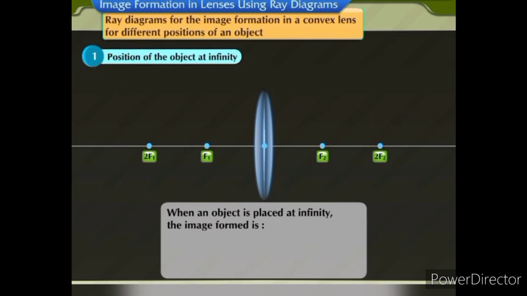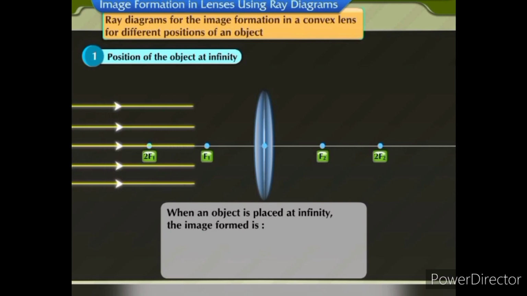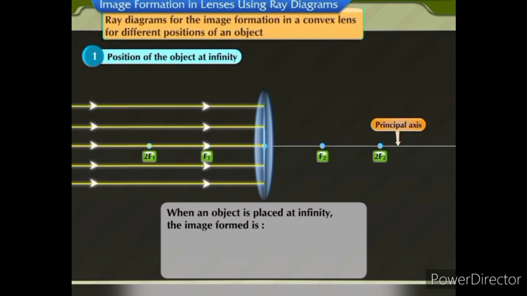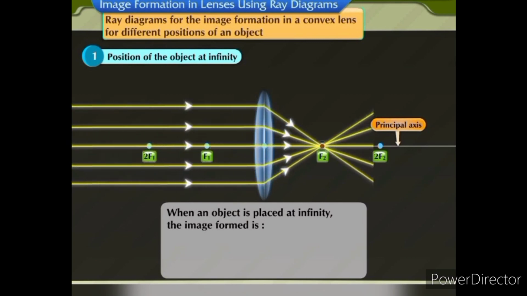Position of the object at infinity. As the object is placed at infinity, the rays coming from the object are parallel to the principal axis. The parallel rays, after passing through the lens, converge at the focal point on the other side. Hence, the image is formed at F2. The image is highly diminished, real, and inverted.